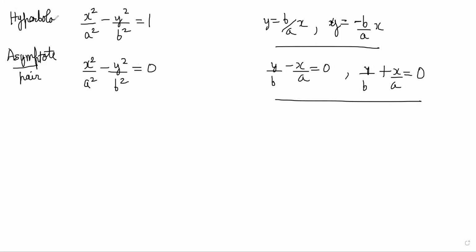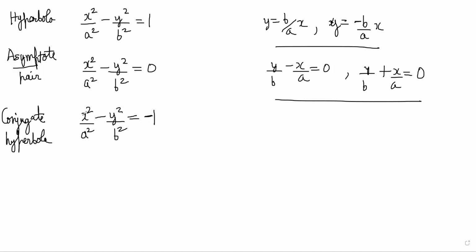Now, what we will see is if I write the equation like this, x square by a square minus y square by b square is equal to minus 1, this is called your conjugate hyperbola. Conjugate hyperbola, why? Because if you take the minus this side, it becomes y square by b square minus x square by a square is equal to 1, right?